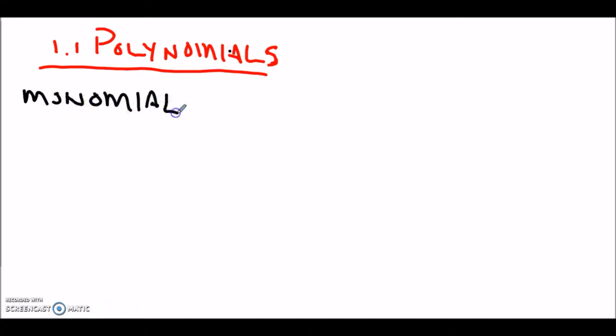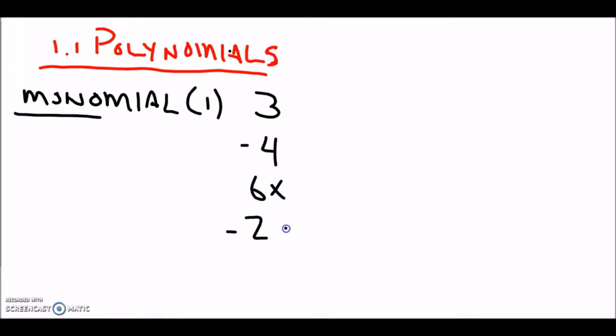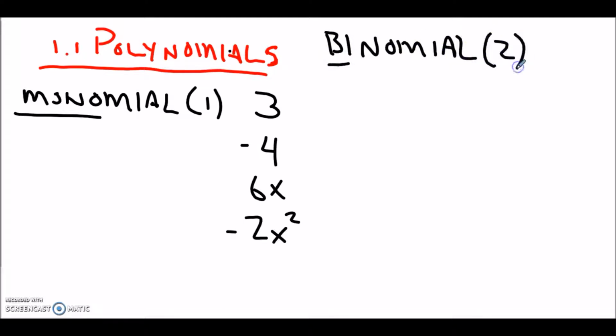All right, some terms we need to know. A monomial. We know mono means one. What do monomials look like? Could be a 3, could be a -4, could be a 6x, could be a -2x squared. Those are all monomials. How about a binomial? Bi means 2. What would some binomials look like? Maybe an x plus 3, maybe an x squared minus 7. Each of those have 2 terms, makes it a binomial.